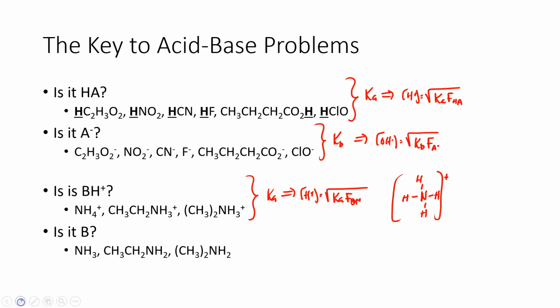B, these solutes are all neutral, and these are examples: ammonia, ethylamine, dimethylamine. These are all weak bases, and you would use Kb. You would use this quick and dirty equation, OH equals the square root of Kb times the formal concentration of the base. Always go back to the simplest example of ammonia. Ammonia has 3 bonds to it, and it has this lone pair where it can accept a proton from water. If you look at these other examples, these nitrogens have 3 bonds, just like ammonia, making them weak bases. So let's see if we can figure some of these out.